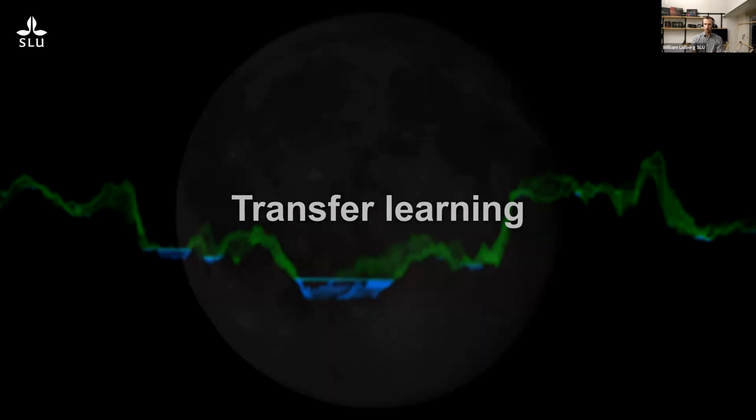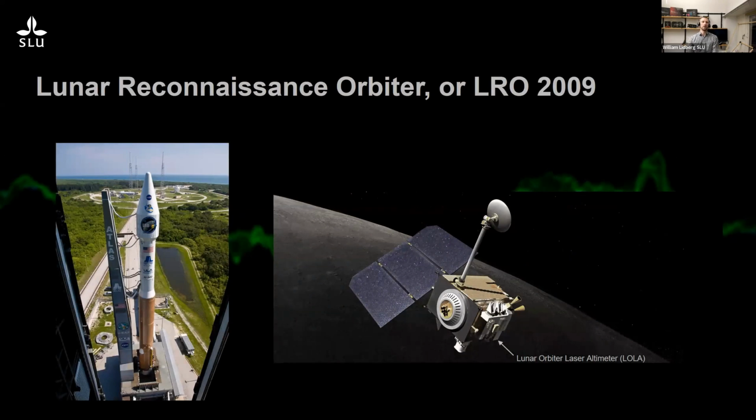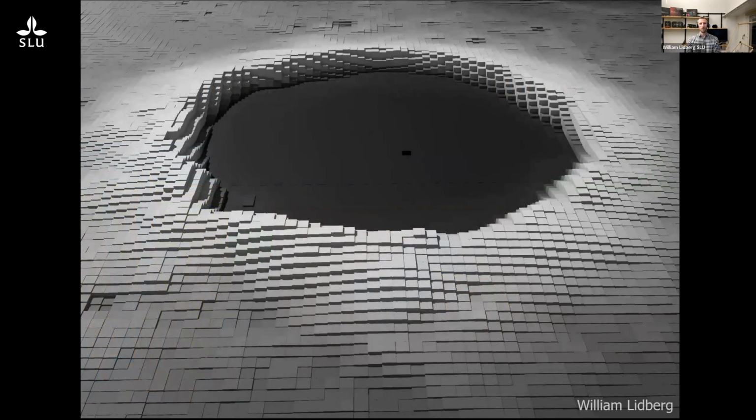So to do this, for example, for hunting pits, we need a lot of examples of pits in digital elevation models. So I started to think a bit, where can we find a lot of examples of digitized pits? And then I found the moon, which has a lot of pits or impact craters. And fairly recently, NASA went up there and made a good scan of the lunar surface back in 2009. So this is an example from that scan they did.